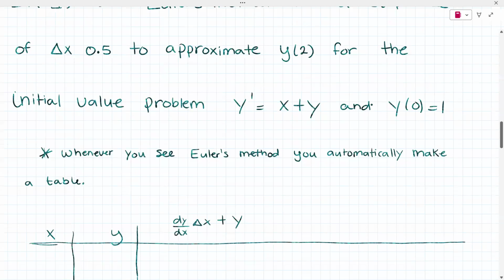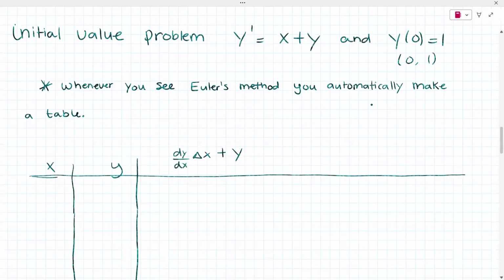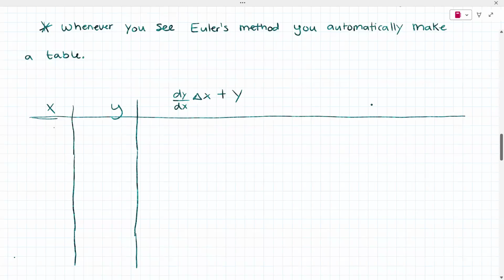So what do we know? They give us an initial condition of y of 0 equals 1. That means your x coordinate is 0 and your y coordinate is 1. So we can put that in the first row. Your x is 0 and your y is 1, right?